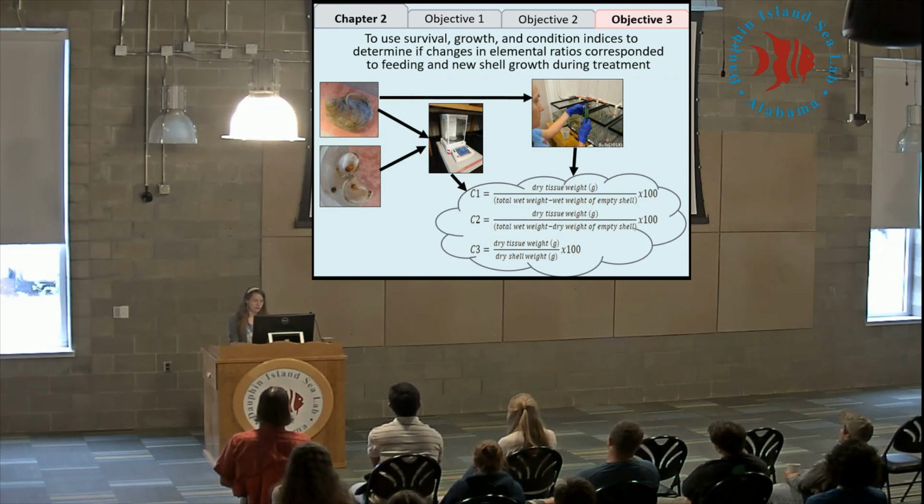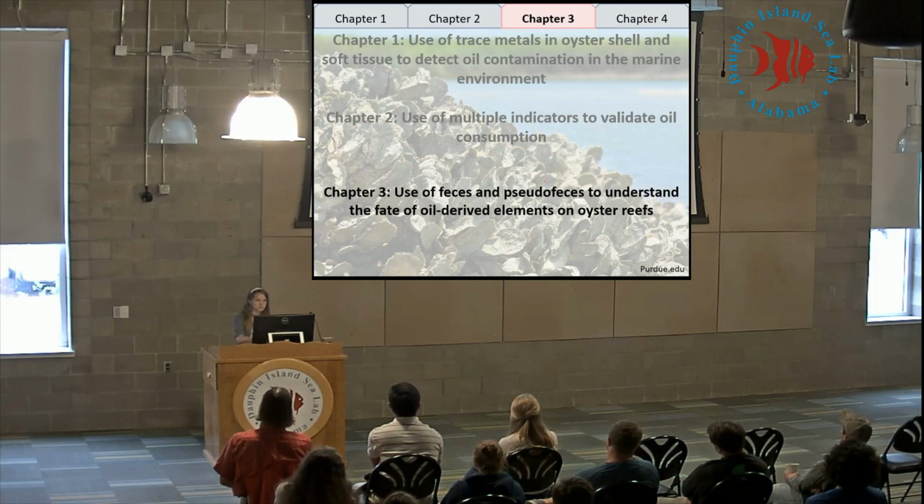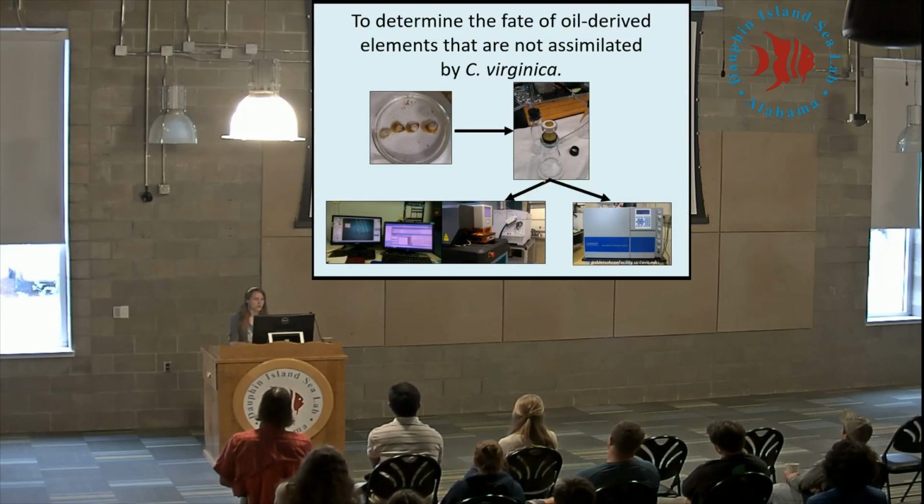Growth, survival, and condition indices are used to relate trace metal signatures to periods of growth. Survival was recorded daily. Growth and condition indices were measured for 10 to 15 oysters per treatment every 4 weeks. Growth is determined by measuring the longest length. Condition index is a measure of oyster fatness, and there are many different ways to calculate this. I will use 3 widely accepted methods shown here, all of which involve measuring the wet and dry weights of the whole oyster, the shell, and the tissue.